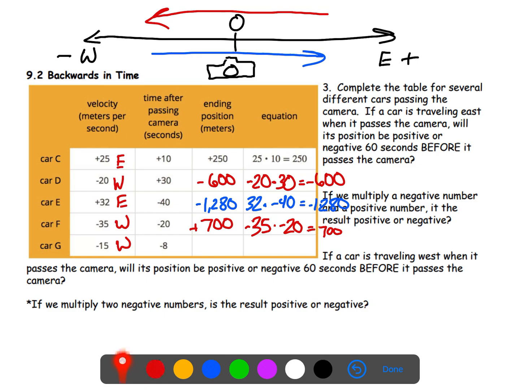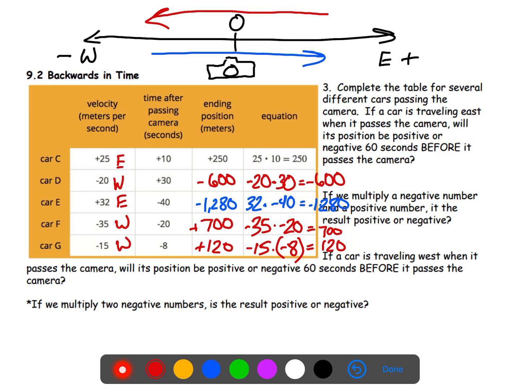So we can try that again here. If the car is traveling at a velocity of negative 15, it's going to the west, to the negative side, but we're 8 seconds before passing the camera. If we go 8 seconds before passing the camera, we're over here again on the positive end of the road, the positive side of 0. And when we write that out, negative 15 times negative 8, and really it's probably good practice to put this in parentheses, what we get is positive 120 as an ending position.